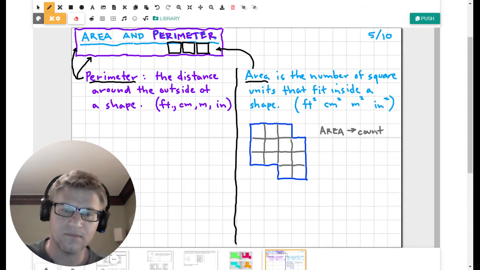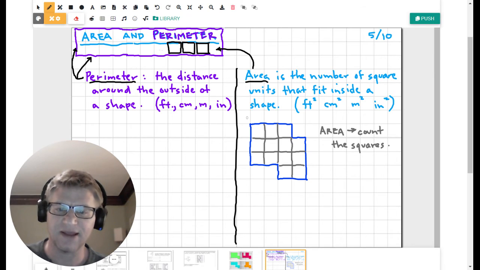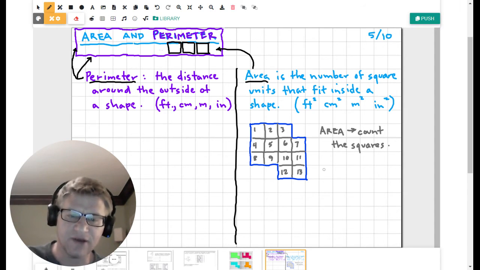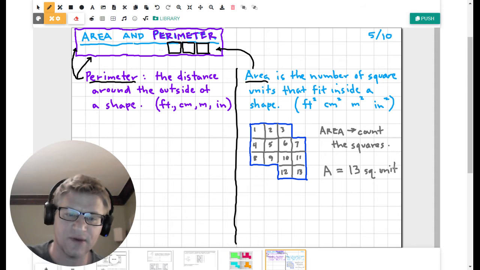is, we're going to say, count the squares. Now there's always formulas for different things. Like these are different rectangles, so I could do formulas, but I'm just going to count them. So we're going to say 1, 2, 3, 4, 5, 6, 7, 8, 9, 10, 11, 12, 13. So my area, my A on this shape is 13 square units. And that's how we do area of that.